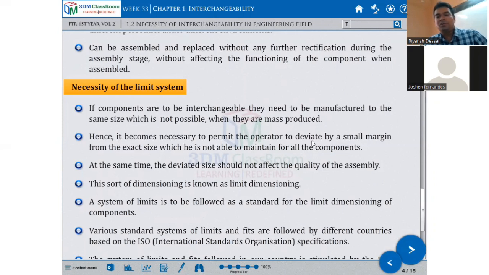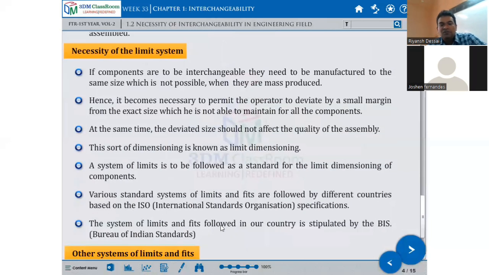Hence, it becomes necessary to permit the operation to deviate by a small margin from the exact size, which is not able to maintain all the components. At the same time, the deviated size should not affect the quality of assembly. This sort of dimensioning is known as limit dimensioning. A system of limits is to be followed as a standard for the limit dimension of the component.